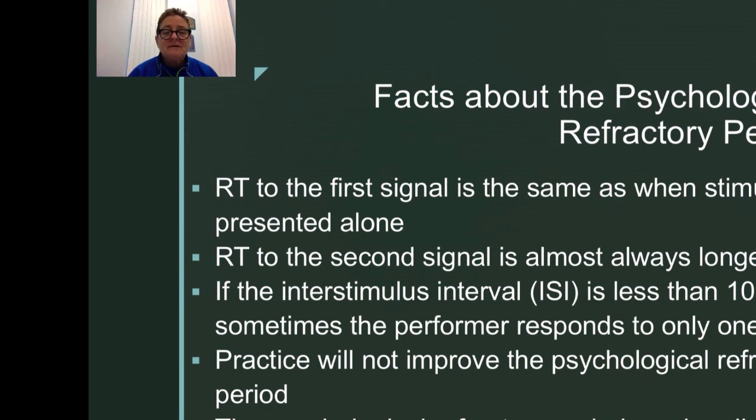Practice will not improve the psychological refractory period, and it can only be eliminated if the subject or the performer knows where stimulus 2 is going to occur. Finally, the psychological refractory period is a central phenomenon. In other words, it occurs in the brain. It's a hierarchical issue. It is not a sensory or motor issue, and we know that because even when we give stimuli to two different sensory systems where there should be no interference, or the motor output is to two different limbs or parts of the body, in fact, there still exists this central phenomenon referred to as the psychological refractory period.